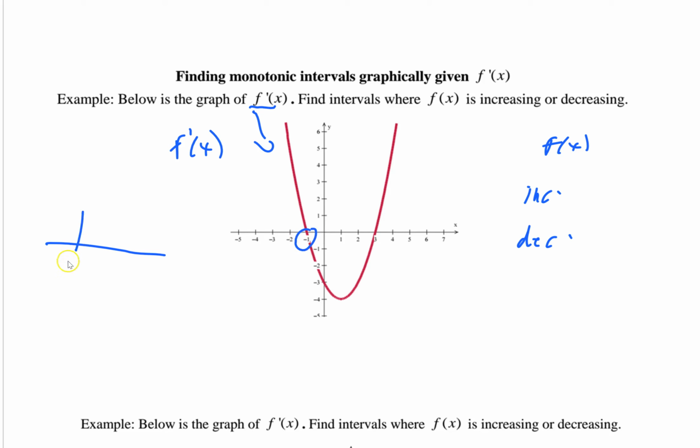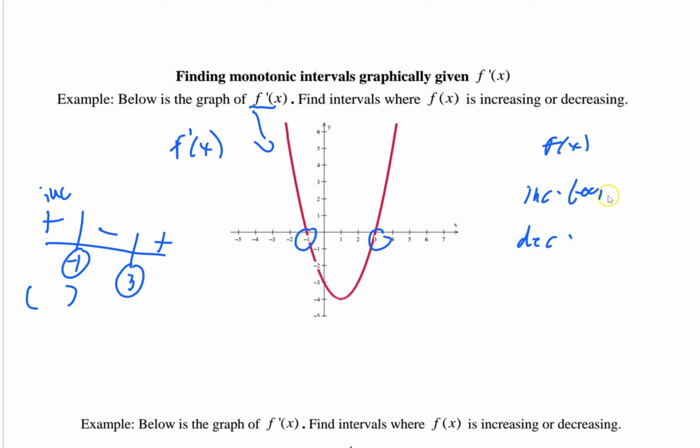-1 is a critical point, because that's where the derivative equals 0. 3 is a critical point, right? And look at before -1. That's above the graph, so positive. In between these two, negative. Above that, positive. So it's the same idea. They just gave you the graph already. They're doing the work for you. So here's increasing: this interval and this interval.